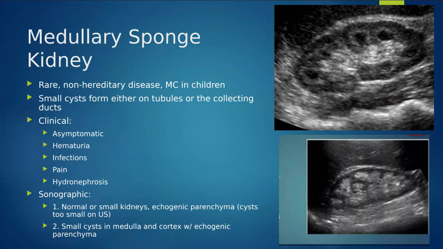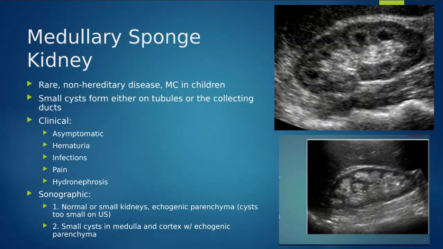Our next one is medullary sponge kidney. So again, very rare, but it's going to be most common in children. So another pediatric condition. This is non-genetic based. So this is just a random event that occurs in these patients. This is when we have small cysts that form either on the tubules of that functional tissue or the collecting ducts of the collecting system.